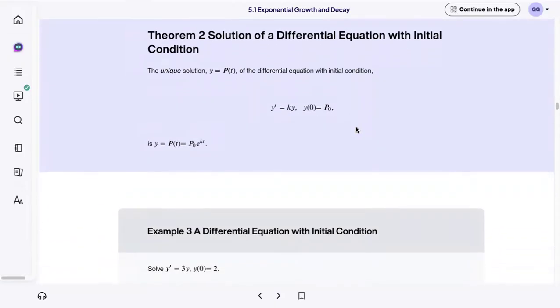Let's see this theorem. The theorem says the unique solution y equals p of t of the differential equation with the initial condition. Remember, the initial condition just means the c, right? p of t equals c times e to the kt. Initial condition means the variable t or x equals 0. When the exponent is 0, e raised to 0 will be 1. So 1 times c is c. So the initial condition just means the scalar c.